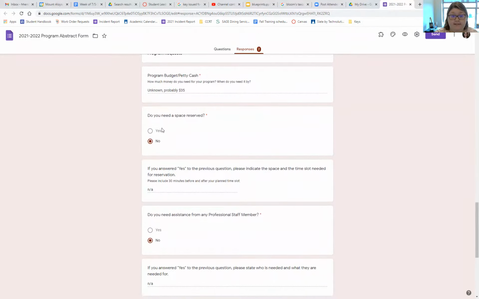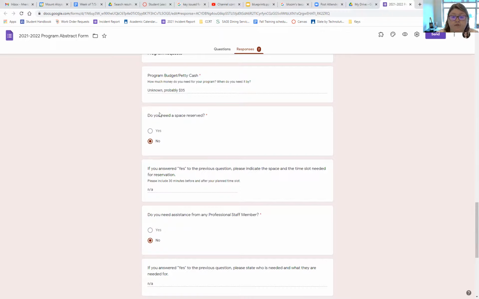For program requests, one thing that I had said was unknown, probably $35. It's important that when you're planning your program and getting ready to facilitate that, you include information such as where you might need supplies from, and how much those supplies cost. So it's good to make yourself, for example, a shopping list.